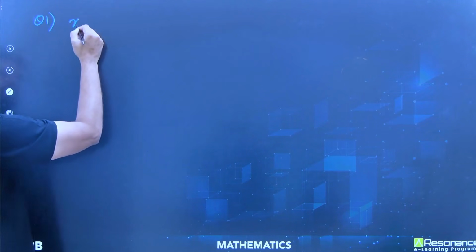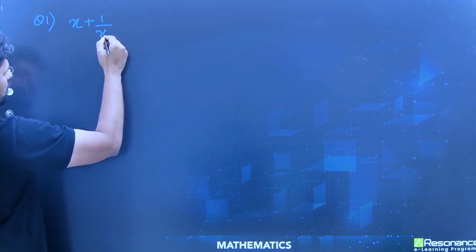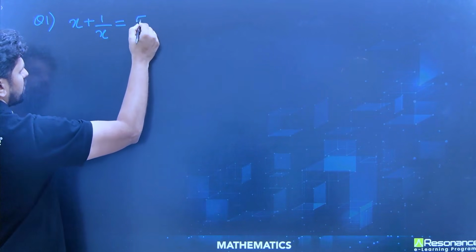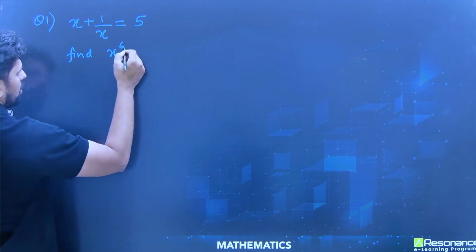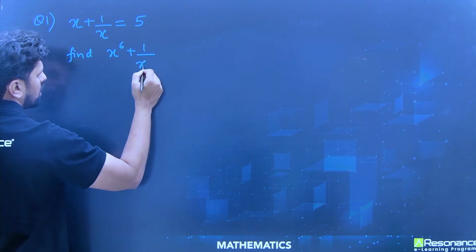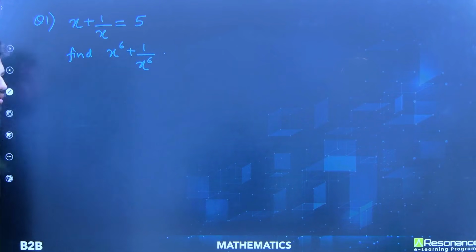Let's start. x plus 1 upon x equals 5. Find x to the power 6 plus 1 upon x to the power 6. x plus 1 upon x equals 5, then find.